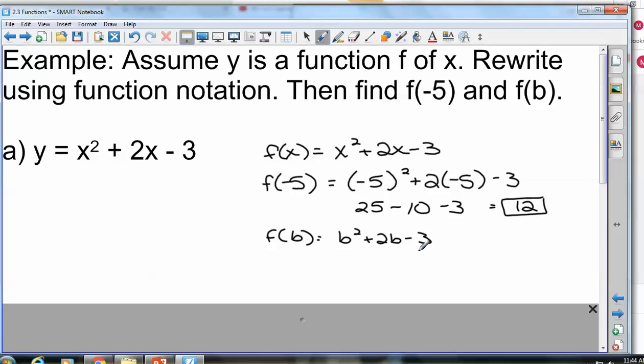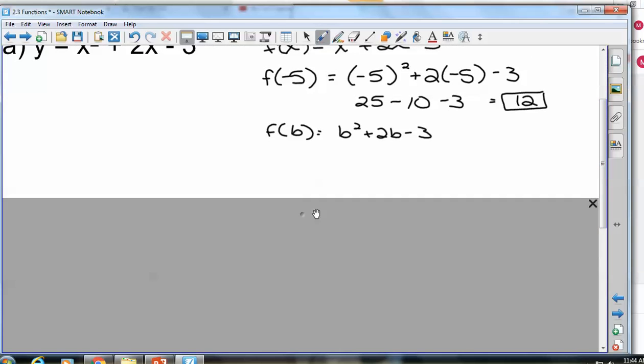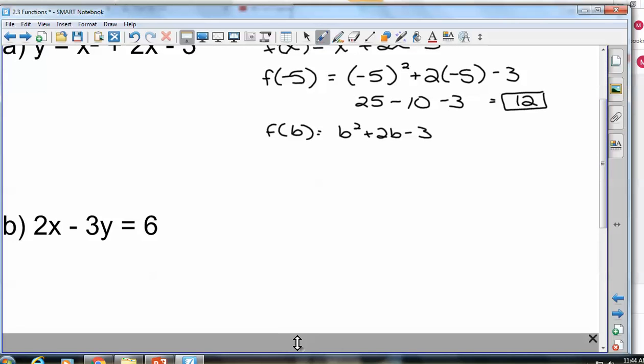Okay, the second one is a little bit different because we do have to do a little more work. If I want to write this in function notation, you don't just have f of x in the middle of an equation. We always do f of x equals. So I would have to first solve this thing for y. How do we do that? Get the y by itself. So if I subtract my 2x, we divide by negative 3.